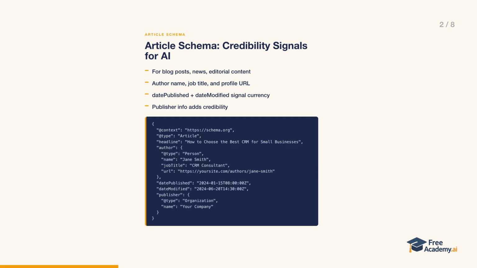Then come 2 timestamps, date published and date modified, which help AI determine how current the information is. Finally, the publisher block names the organization and its logo. So article schema helps GEO in 3 ways. It clearly identifies the author and their credentials, the timestamps help AI judge currency, and the publisher information adds credibility signals.